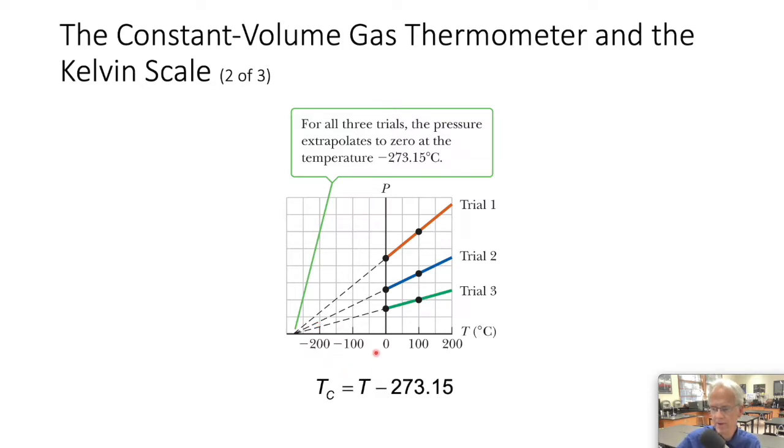So to get from temperature in Kelvin to temperature in Celsius, all we have to do is take our temperature in Kelvin, subtract 273.15, and we get our temperature in Celsius.